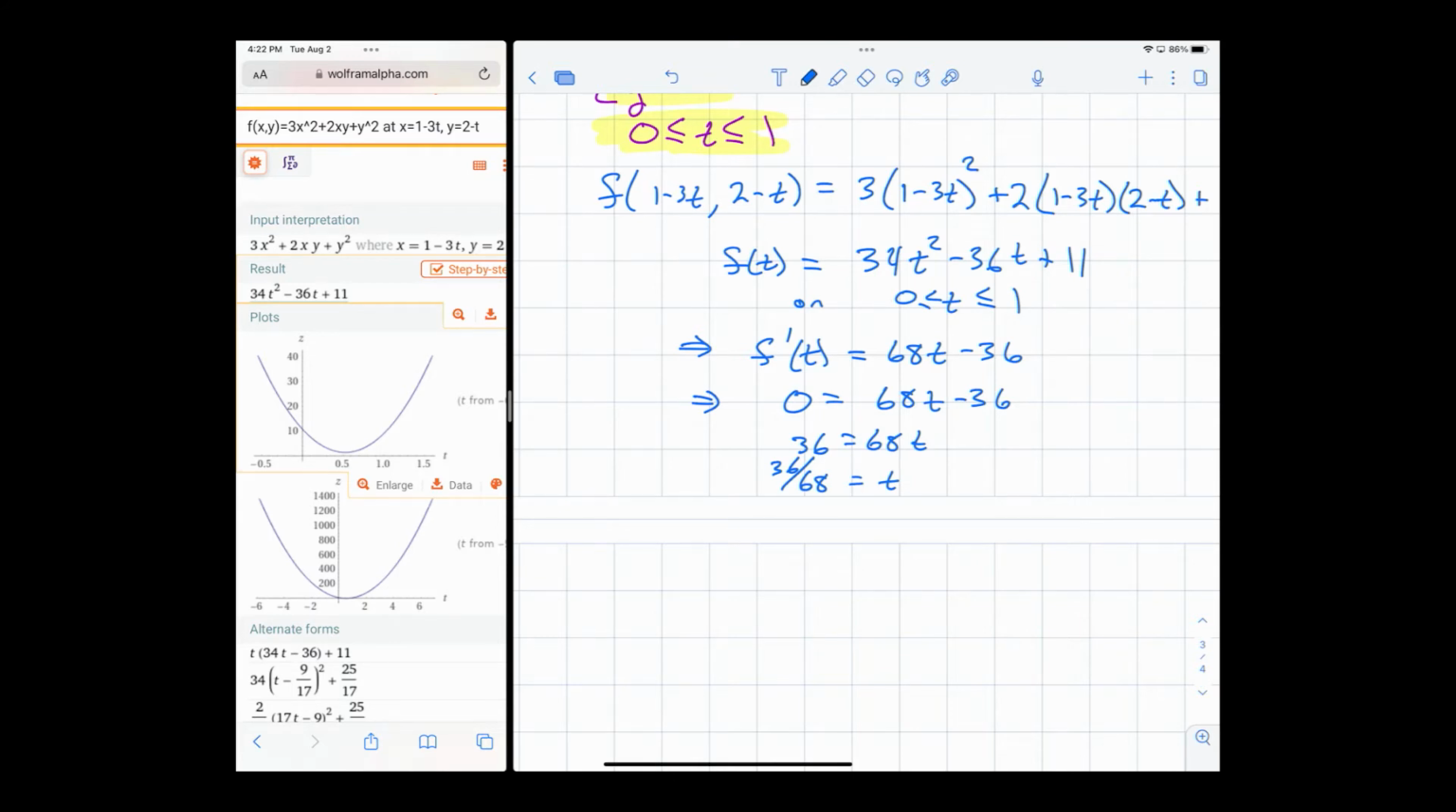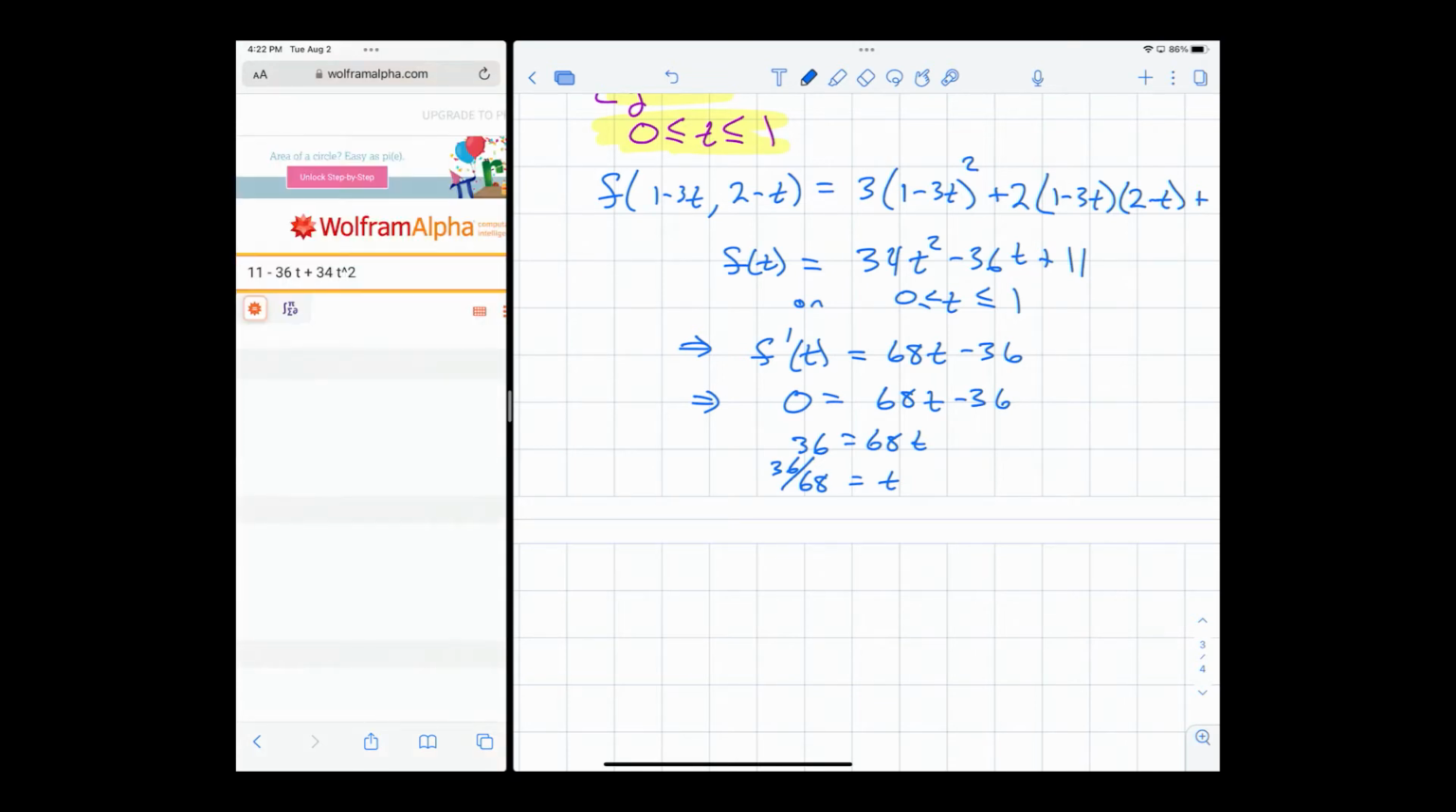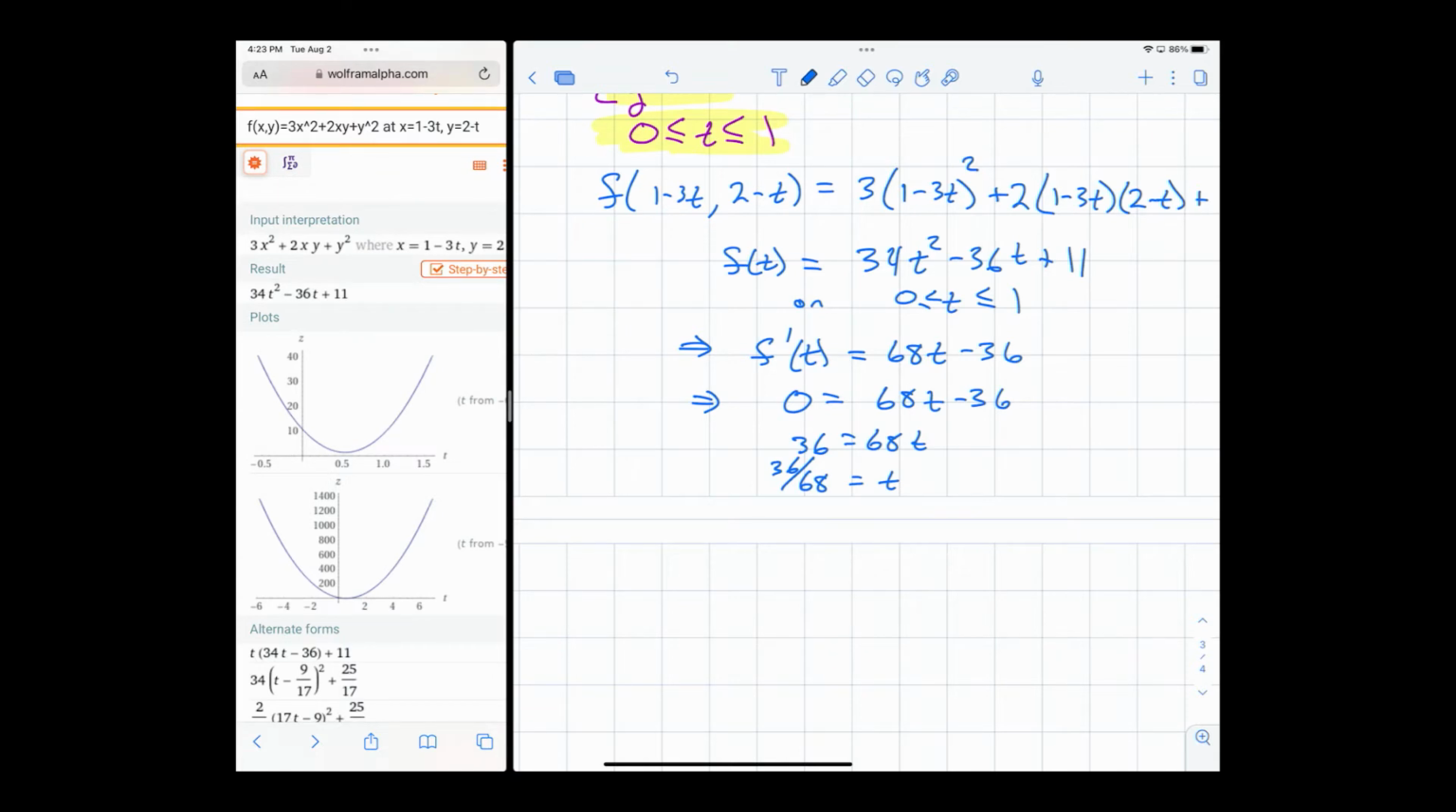Now, you can punch that into a calculator. You can even save more time by taking this result and asking the computer for critical points, but I'm not going to. I'm just going to leave it here. What you hear is a pocket calculator. I'm just doing 36 over 68. Lazy. 9 over 17. I could have divided those both by 4 by hand, but I did not. So we have t equals 9 over 17.